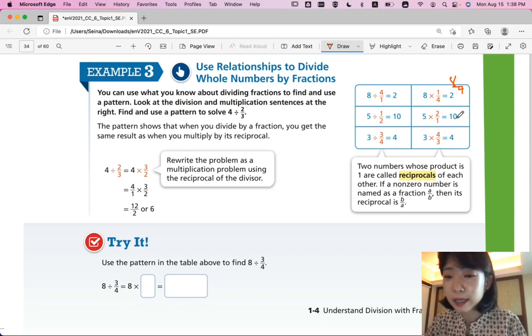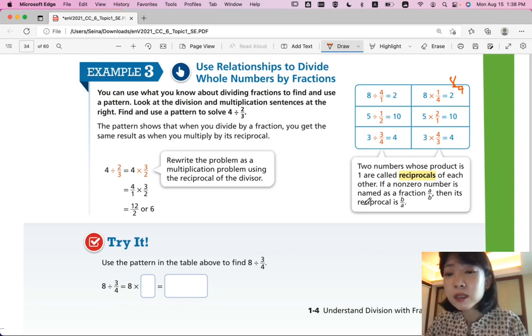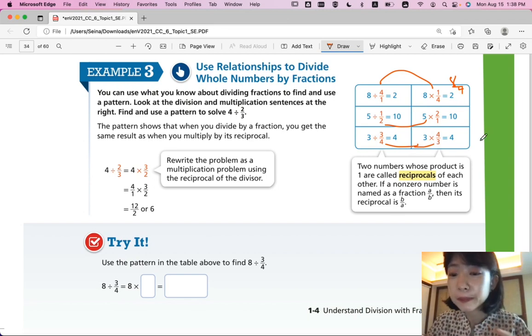This is a pattern we have between multiplication and division. Two numbers whose product is 1 are called reciprocals. So what is the relationship between these two numbers? They're called reciprocals. The numerators and the denominators are flipped over, right? So if a non-zero number is named as a fraction a over b, then its reciprocal is b over a.